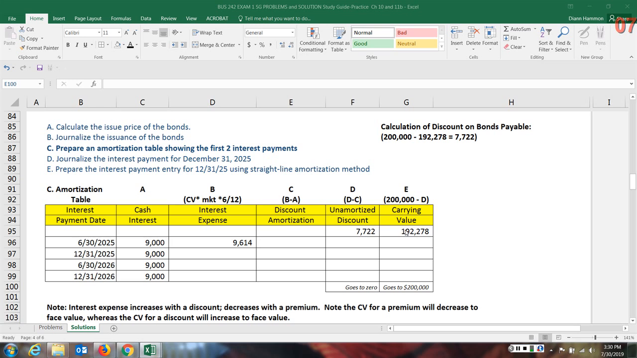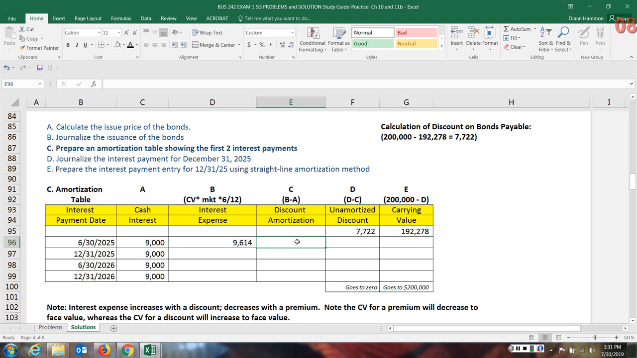If you added the two together, you would get $200,000. So the first payment is made on June 30th of $9,000. So interest expense would be the carrying value, and we're multiplying it times half of the market rate. The market rate is 10%, and so it would be half of that. So you can say times 10% times 6/12, or you can just say times 5%. You'll get the same number.